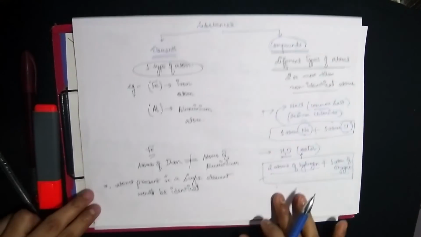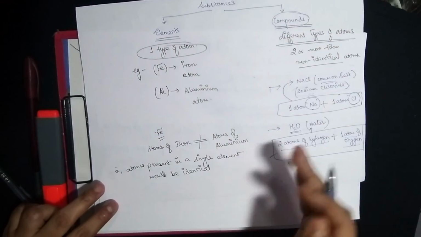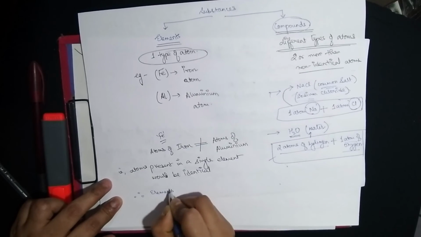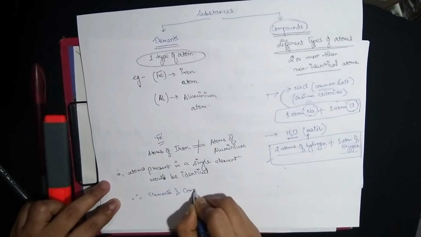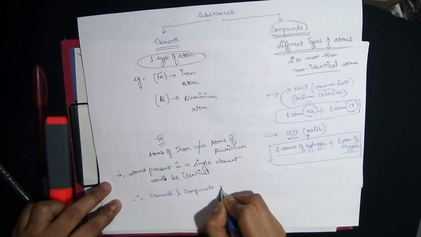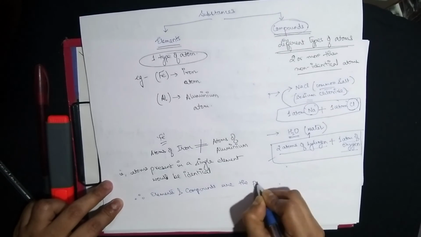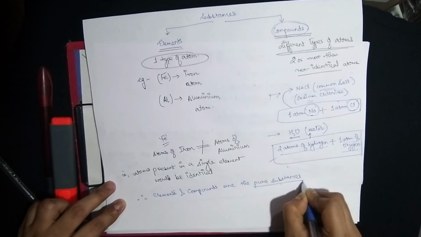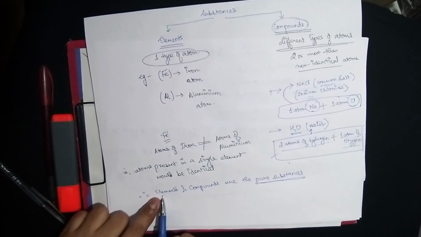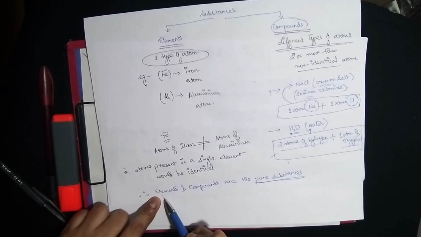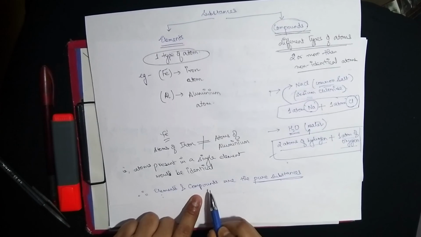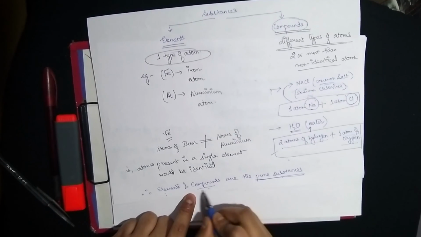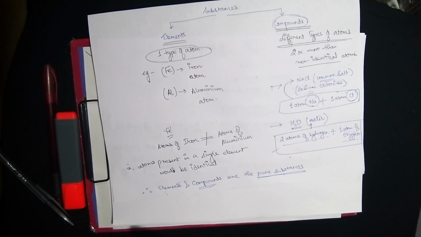So from this we can conclude that both elements and compounds are pure substances, where elements are made up of identical or one type of atom. On the other hand, molecules are the basic constituent of any compounds. This is the end of this lecture.